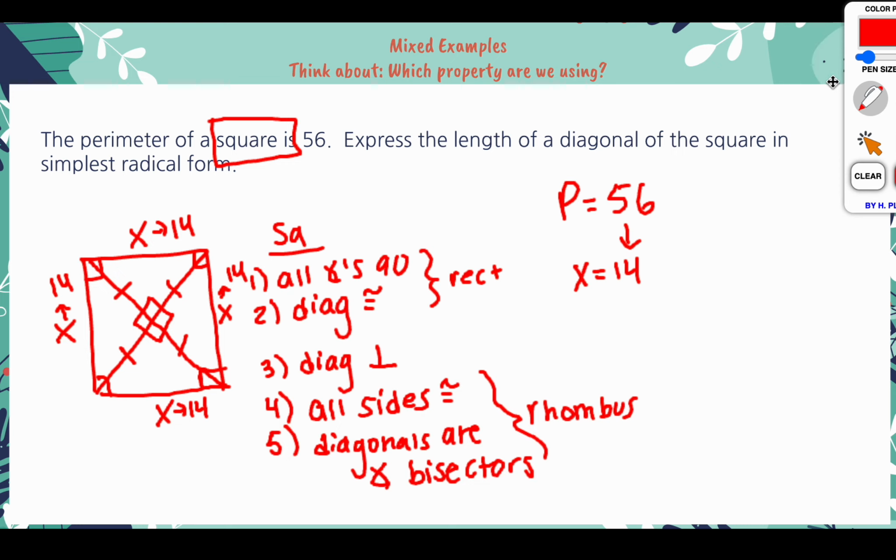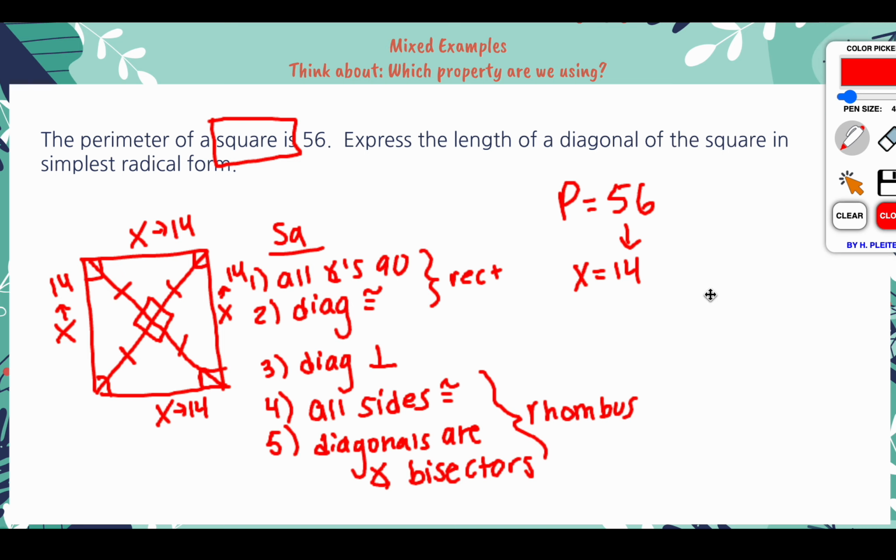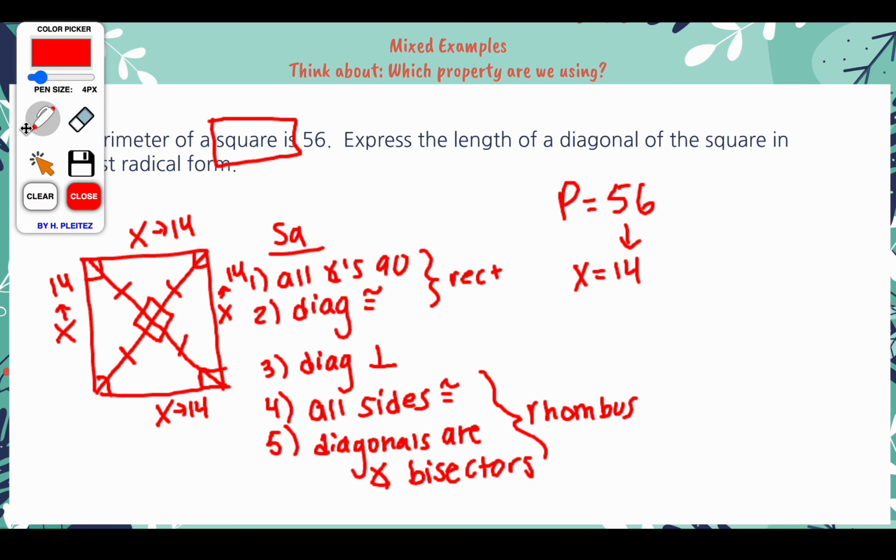Okay, now what does it want? It wants the length of a diagonal in simplest radical form. So I'm going to go ahead and redraw my square. I got a lot going on in the other picture. I'm going to redraw my square, and I'm going to use the shortcut that we did in class together. So we have 14, 14, 14, and 14, and it wants the length of a diagonal.